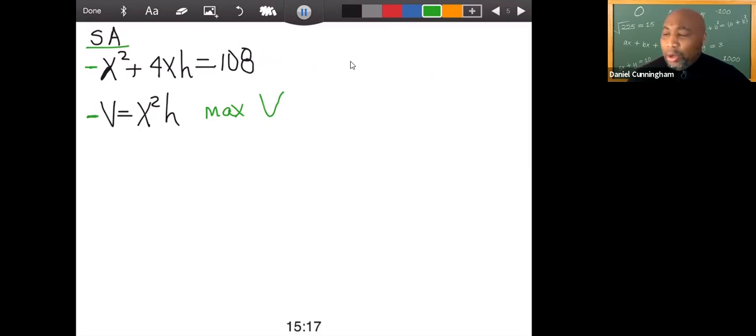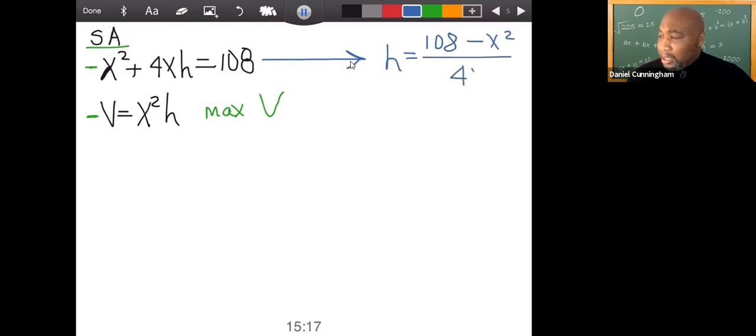But for that to happen, notice the volume is equal to x squared times h. I want everything in the same variable. So what I'm going to do is rewrite the top equation in terms of h. We'll solve for h: that'd be 108, subtract x squared, and then divide by 4x. And that gives me h. I found h by itself using some algebra.